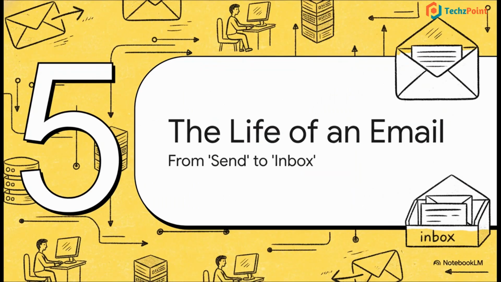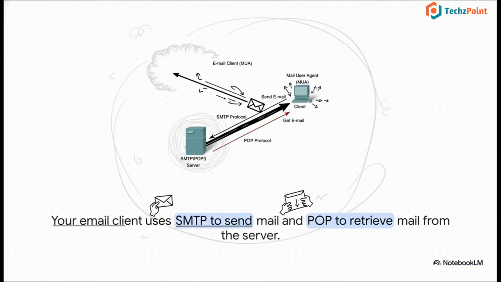All right, so what about email? It's a really similar process of different protocols all working together, but there are a few different characters involved in the journey of getting your message from your screen all the way to your friend's inbox. So, when you hit send, your email app, which is technically called the Mail User Agent, uses the SMTP protocol to push your message out to your email server. And then, when you check for new mail, your app uses the POP protocol to pull any new messages down from that same server. See?